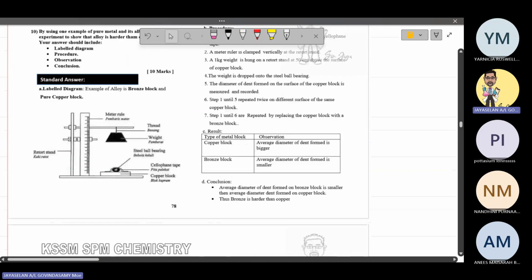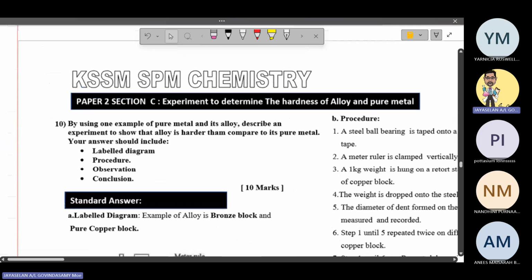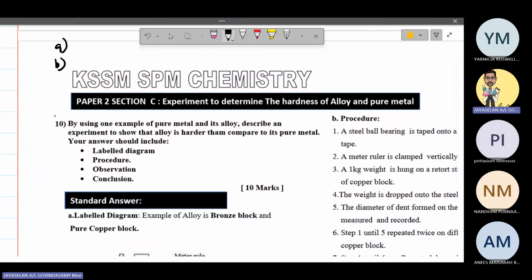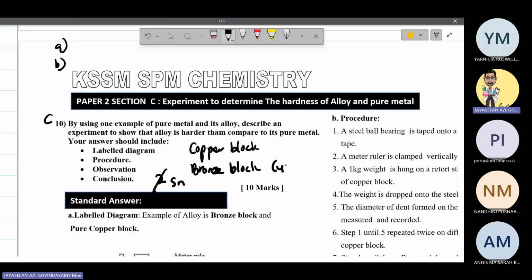Now you see this question. After A, question B, question C. By using an example of a pure metal and its alloy, I take a copper block, the pure metal. Then I take a bronze block. Bronze block is known as an alloy. Bronze is made up of copper. When you see Z, you change it to Sn. It's made up of Sn, tin.